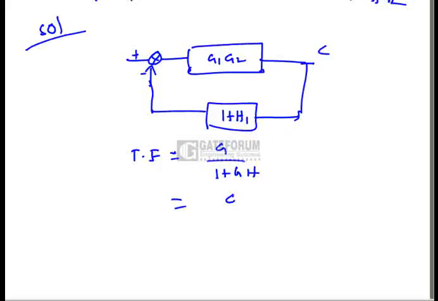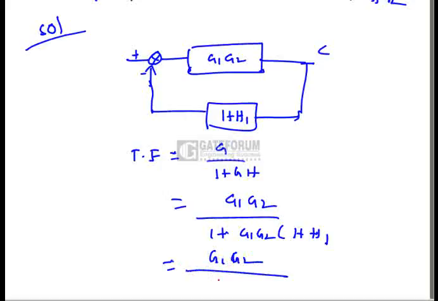What is G here? G1, G2. And what is H? 1 plus H1. So G is again G1, G2, multiplied by 1 plus H1. If you solve this, what will you get? G1, G2 by 1 plus G1, G2 plus G1, G2 into H1.